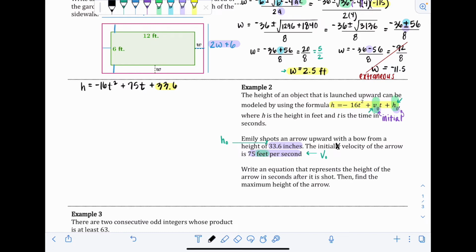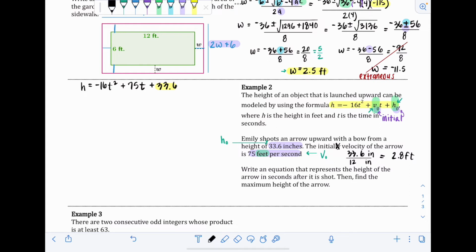So if I want to take that 33.6 inches and convert it to feet, I'm going to divide it by 12 inches. That's going to convert it to feet for me, right? Because there are 12 inches in a foot. Okay, so 33.6 divided by 12 is 2.8. So 2.8 feet.